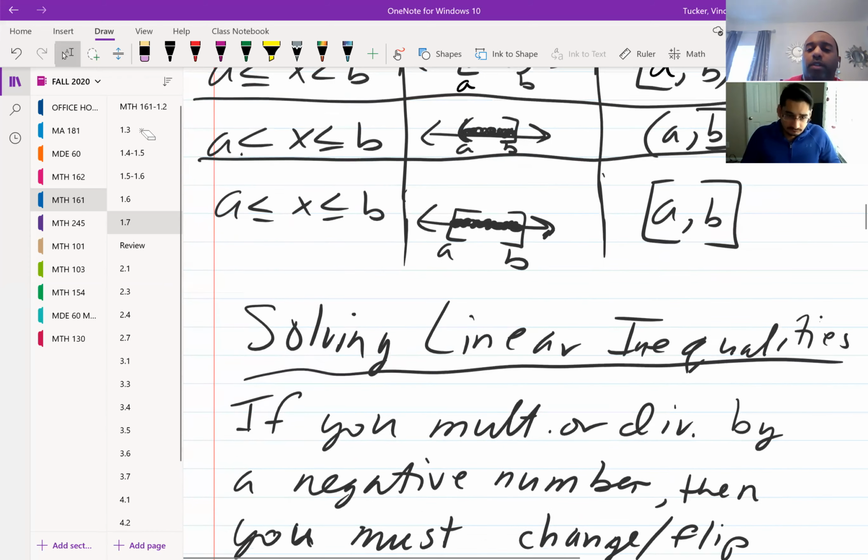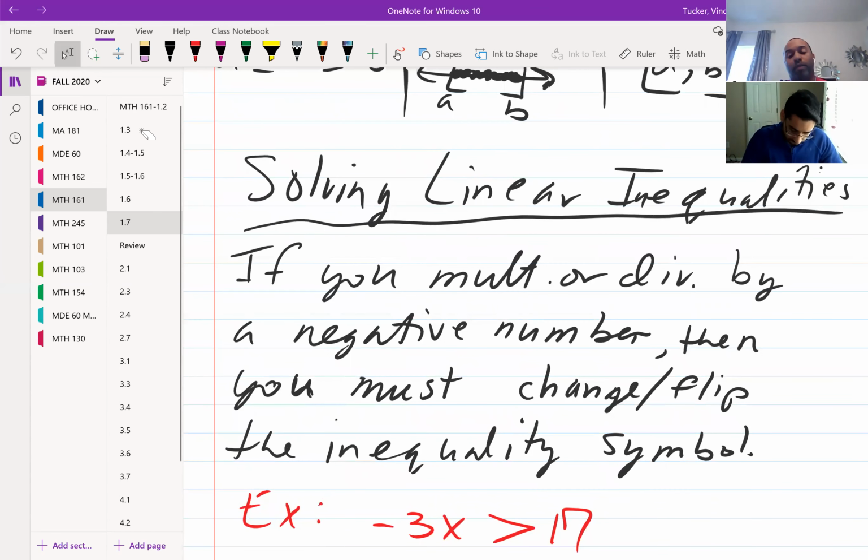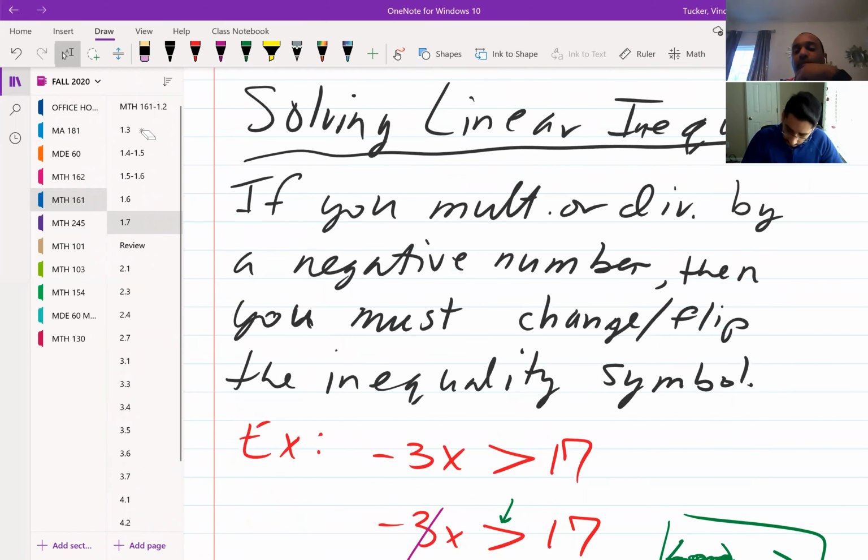All right, so there's one thing we have to consider when solving linear inequalities that we didn't have to when solving regular equations. Remember, everything else is going to be the same. Use opposite operations and all the good stuff. But when it comes to linear inequalities, if you have to multiply or divide by a negative number, then you must change or flip the inequality symbol. So that's the one thing you have to consider that you don't have to when you're dealing with equations. Some people say flip, and basically you're changing it. If it's greater than, you'll change it to less than, but if it's less than, you will change it to greater than.